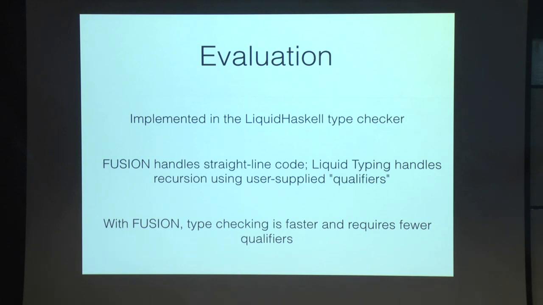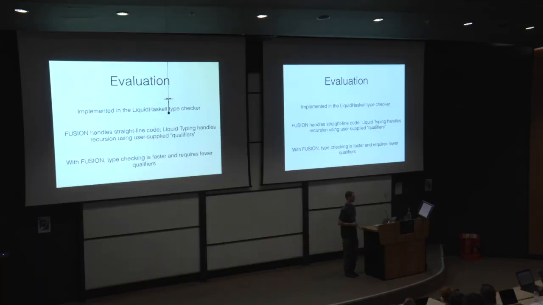We integrated this fusion algorithm into Liquid Haskell. And so fusion takes a first pass at synthesizing types. It can handle straight line code, but whenever there's recursion, you end up with a cyclic dependency, where say the same k is on the left and right of a constraint. And so our solution doesn't work there anymore. It doesn't help if the solution for k has a k in it. So then we fall back on liquid typing. And liquid typing can handle those recursive ones. It synthesizes those types using the user-supplied building blocks we call qualifiers.